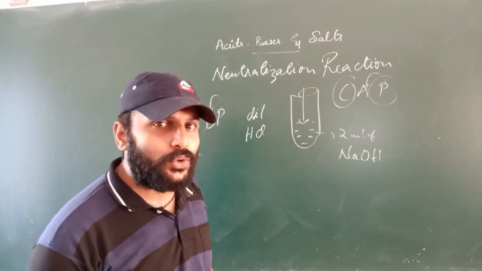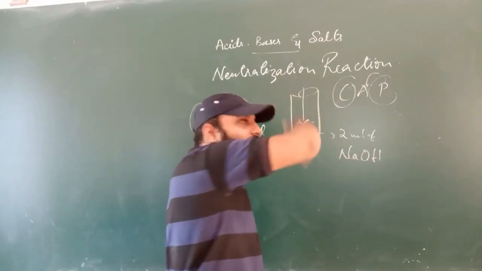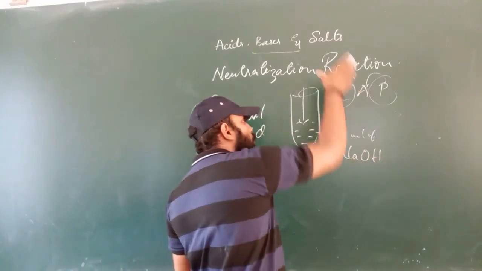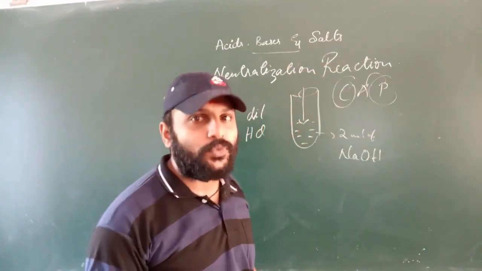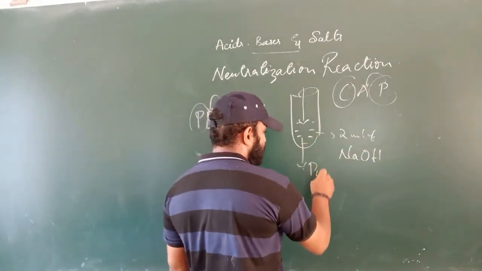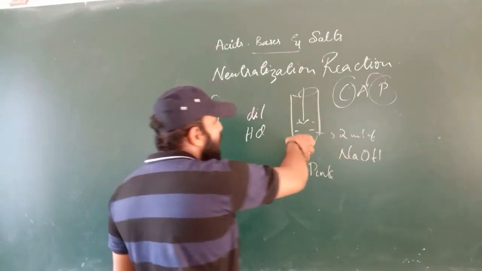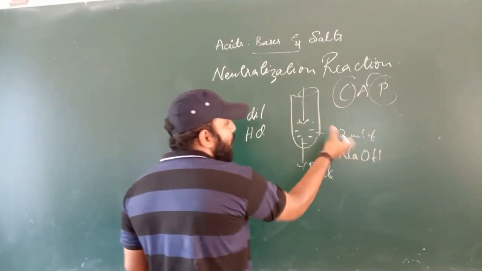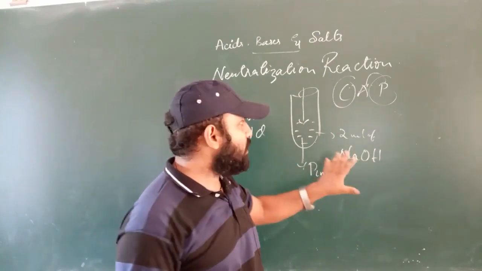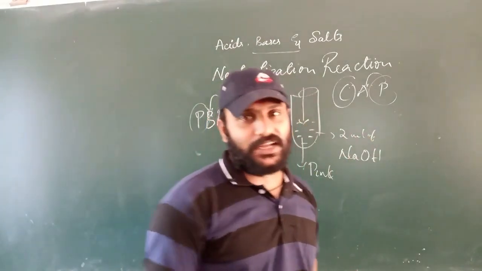Now what will we do? We will add a little sodium hydroxide again into that test tube. The moment we add sodium hydroxide again, what can we observe? Its color changes to pink again. If you add sodium hydroxide again into that liquid, the sodium hydroxide content will be more than the HCl. That is the reason the colorless liquid changes into pink color again.